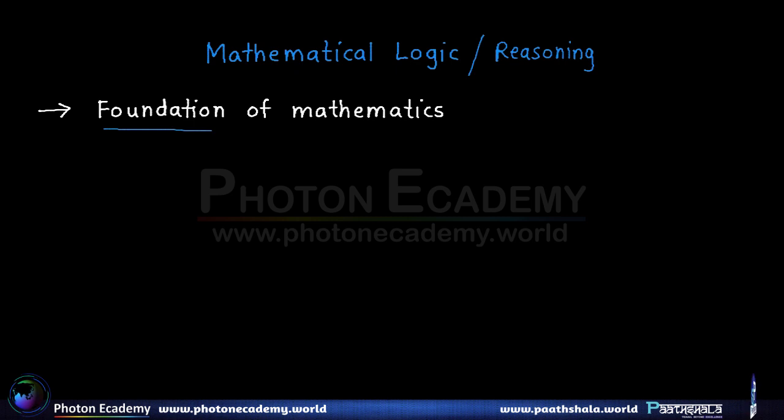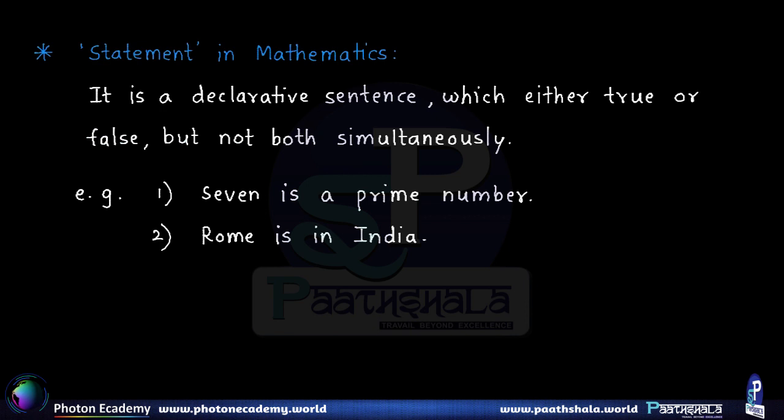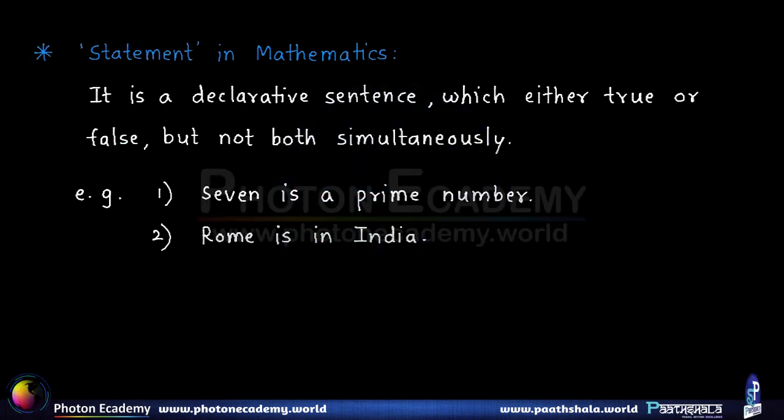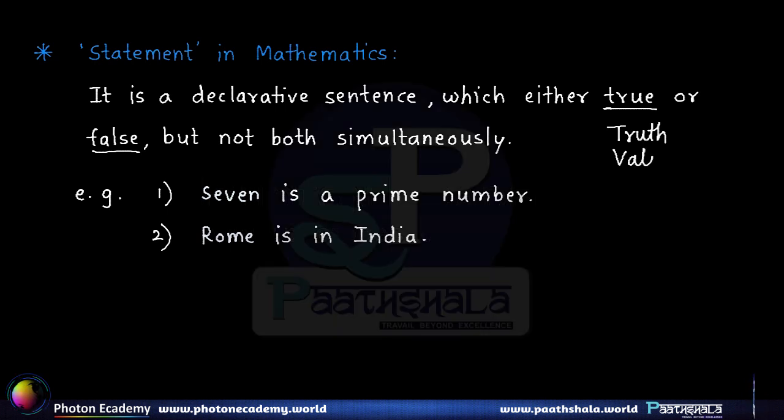Okay, so let us go on and learn the starting point, the important concept in mathematics, that is called a statement. So what do we call a statement in mathematics? It's a declarative sentence which is either true or false but not both simultaneously. Here the true or false nature is called the truth value of that particular sentence. So each statement is going to have a truth value.